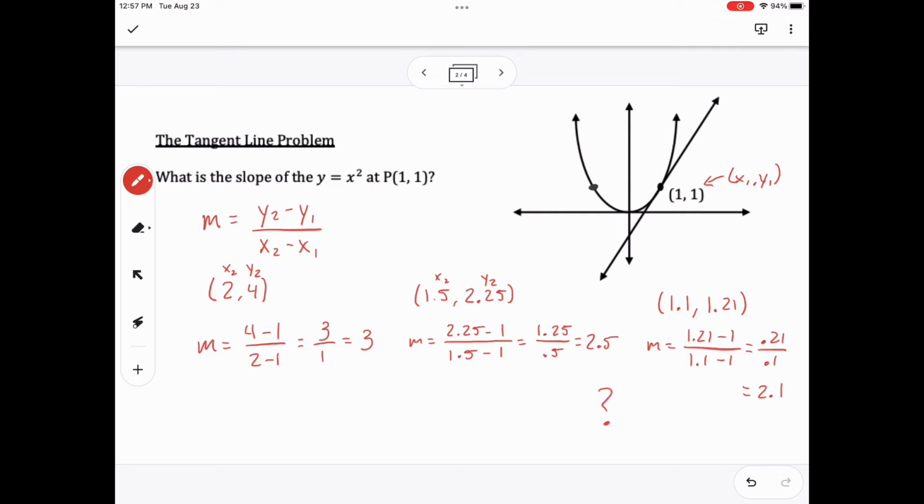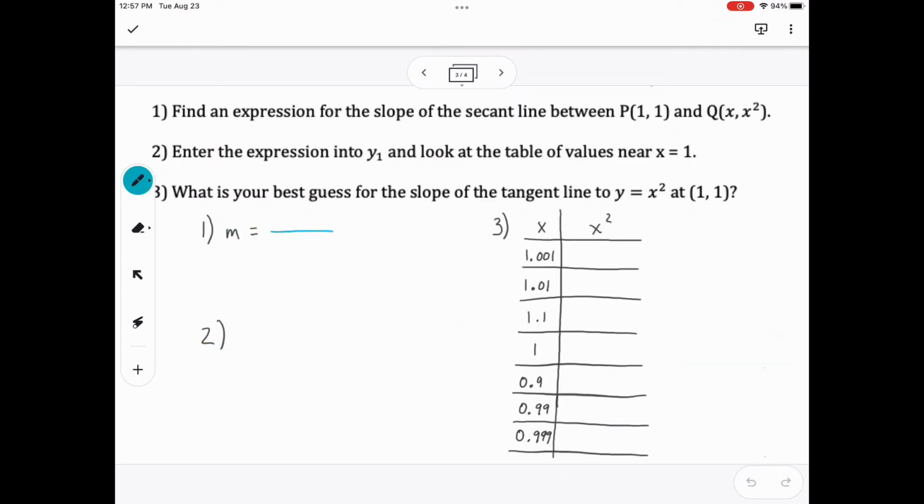Now, if I actually put in the point (1, 1), hopefully you realize that 1 minus 1 on the top and 1 minus 1 on the bottom would just get us undefined. That's why we didn't plug in that point. We're trying to adjust the slope of that line so it gets as close as possible to the tangent. So let's find an expression for the slope of the secant line. That's what we were doing, using (1, 1) as our first point, and then (x, x squared) as our second point.